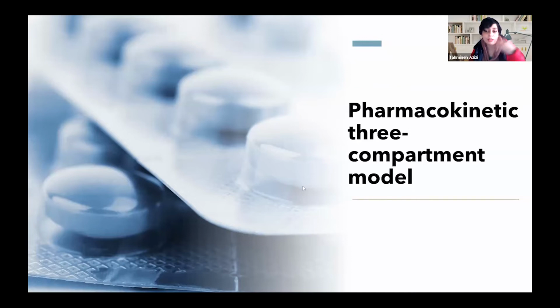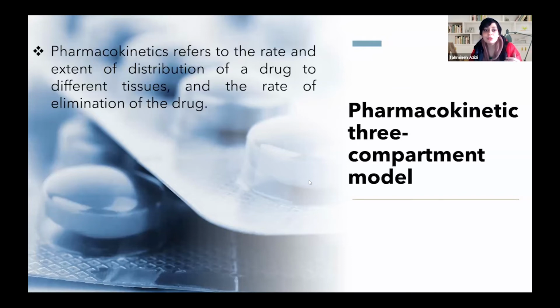As I said, our approach here is compartmental modeling. So I'm going to start with just a 3-compartmental model, and then develop it to the entire human body. The term pharmacokinetics here refers to the rate and extent of distribution of a drug to different tissues. So we are looking for this, right? And also the rate of elimination of the drugs.